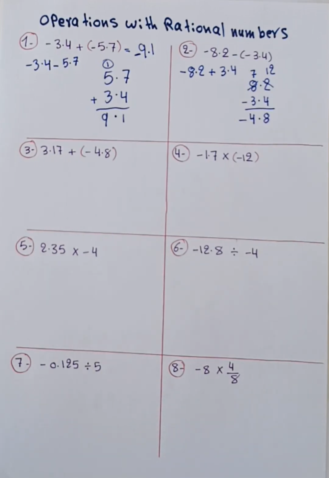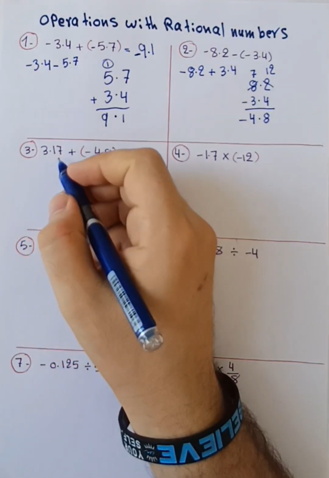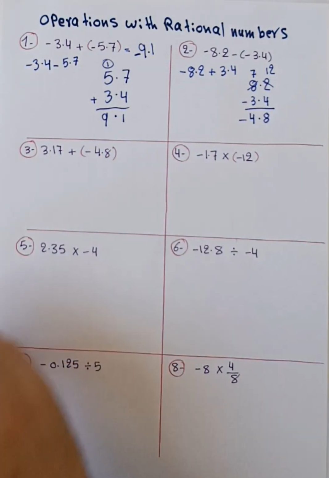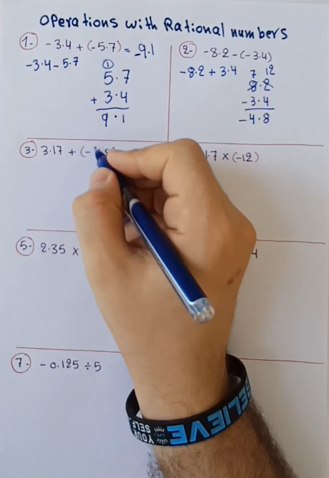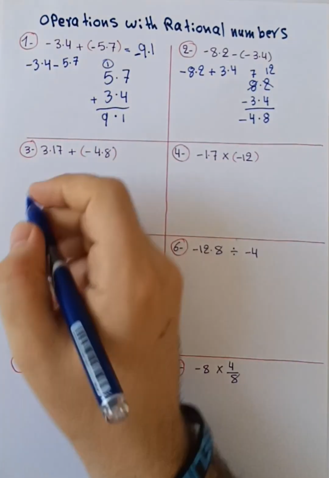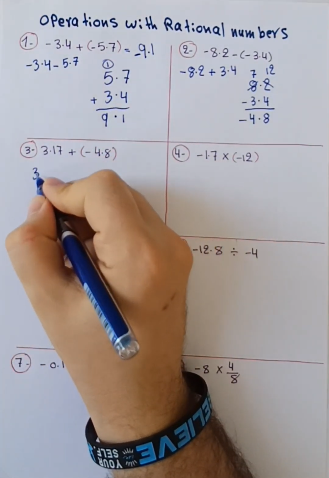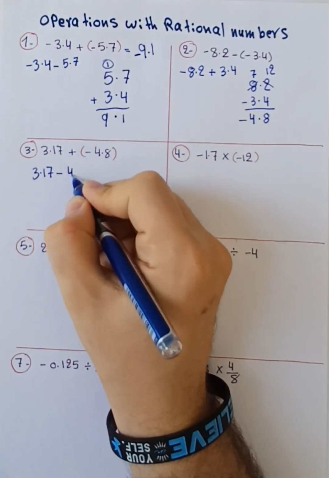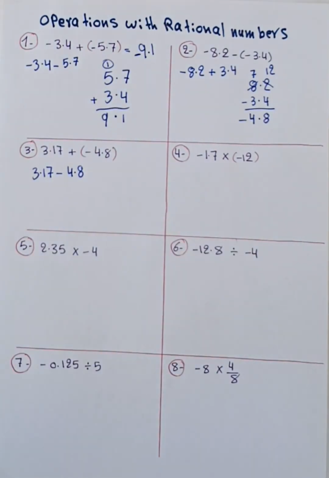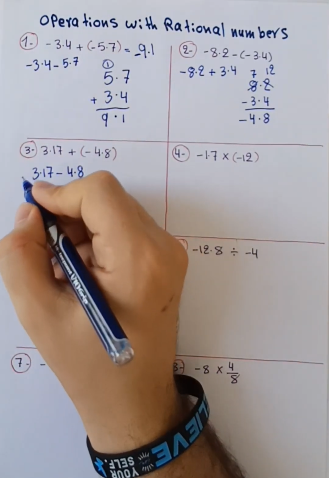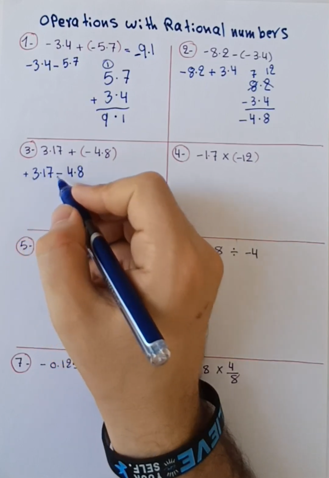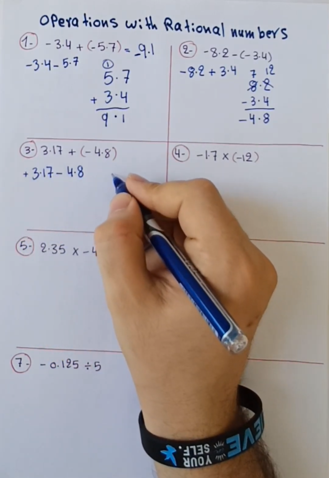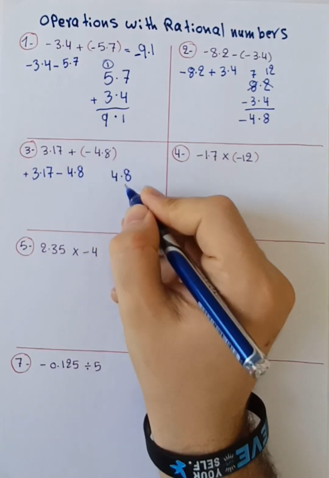Example number 3, we have 3.17 plus negative 4.8. First, we have to multiply these two signs to become one sign. So we have 3.17, plus times minus is minus 4.8. After that, 3.17 is positive. Plus times minus is minus. So we have to subtract these two numbers, 4.8 and 3.17.